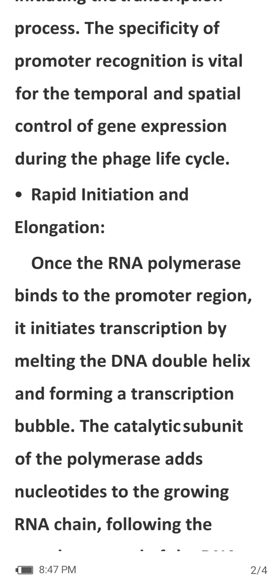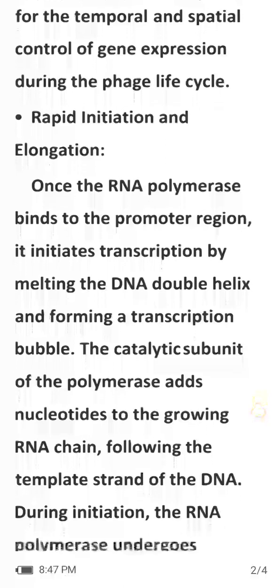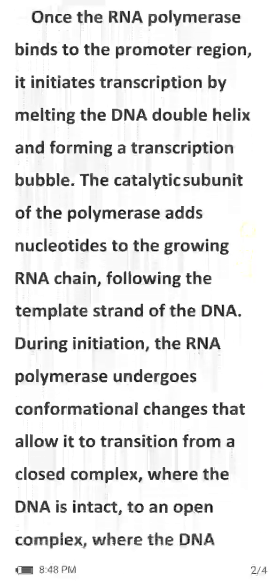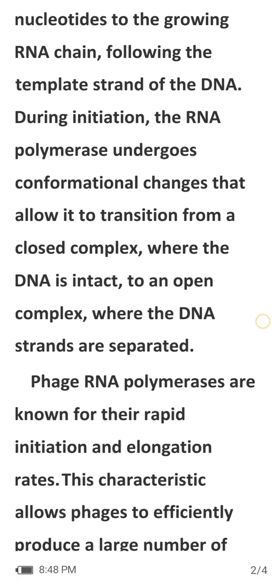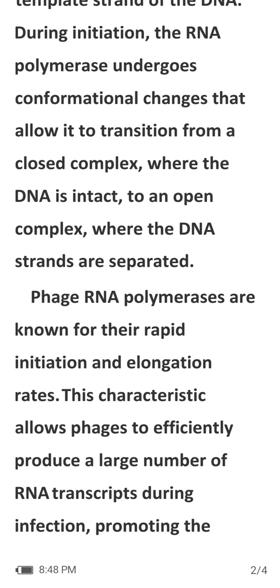cycle. Then rapid initiation and elongation. Once the RNA polymerase binds to the promoter region, it initiates transcription by melting the DNA double helix and forming a transcription bubble. The catalytic subunit of the polymerase adds nucleotides to the growing RNA chain following the template strand of the DNA. During initiation, the RNA polymerase undergoes conformational changes that allow it to transition from a closed complex where the DNA is intact to an open complex where the DNA strands are separated.